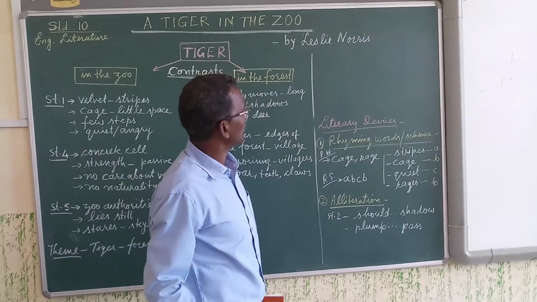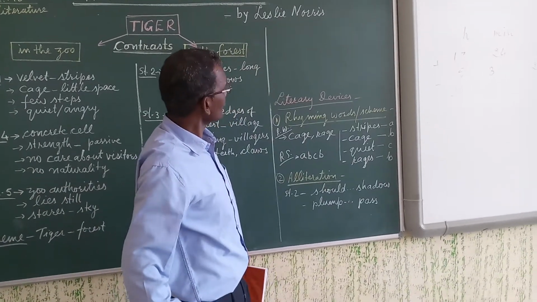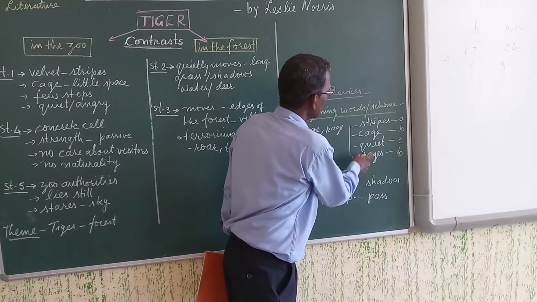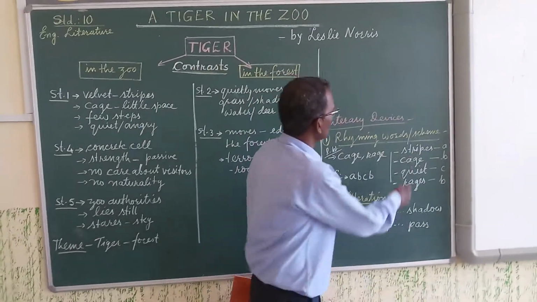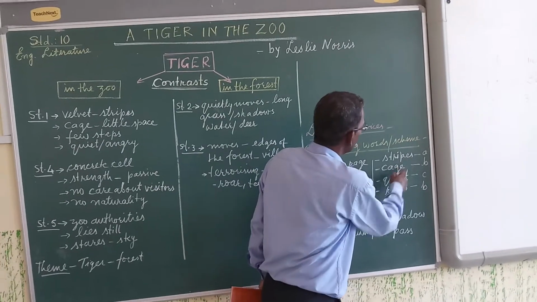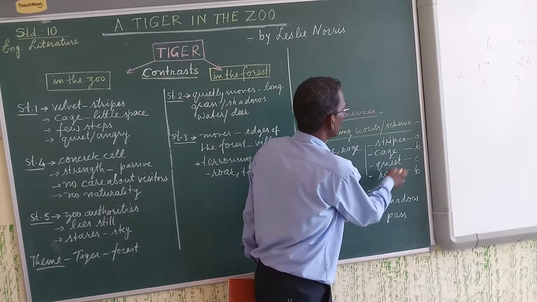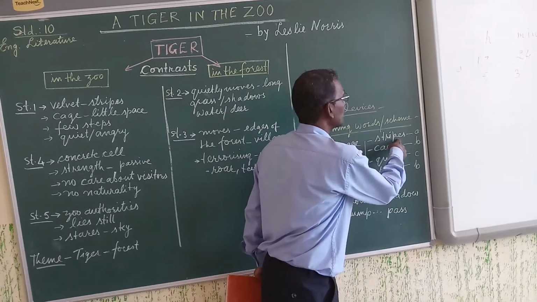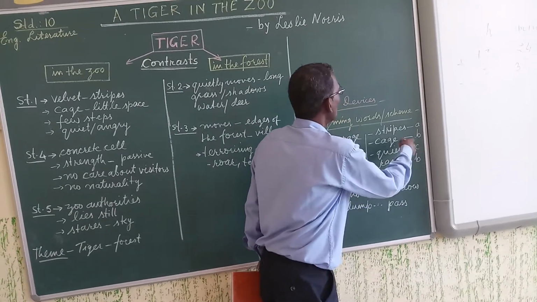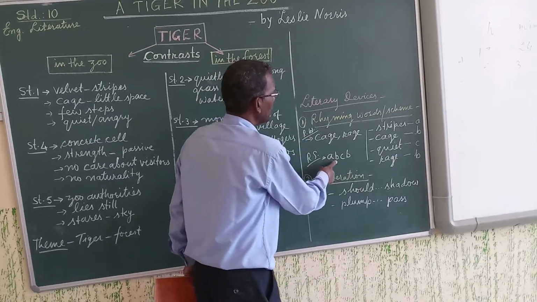The first literary device, as we know, most poets use is rhyming words and rhyming scheme. We take up the rhyming words, the last words of any stanza. In the first stanza, we have the last words: stripes, cage, quiet, rage. So, cage and rage are similar, so they are rhyming words. That's why they are named B. Whereas stripes has no rhyming word, it is A. Quiet also has no rhyming pair, so C. So A, B, C, B. Rhyming words cage and rage, rhyming scheme A, B, C, B.